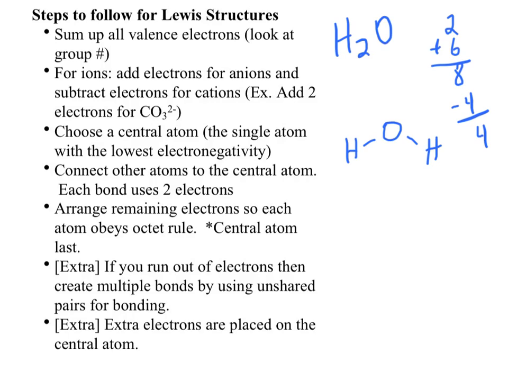So we turn our attention to the central atom of oxygen, and we'll need to get that up to 8 total electrons. Currently it's surrounded by 2 bonds at 2 electrons each. That's already 4 electrons. We have 4 electrons left over, and those 4 electrons are going to go on that central atom, oxygen.